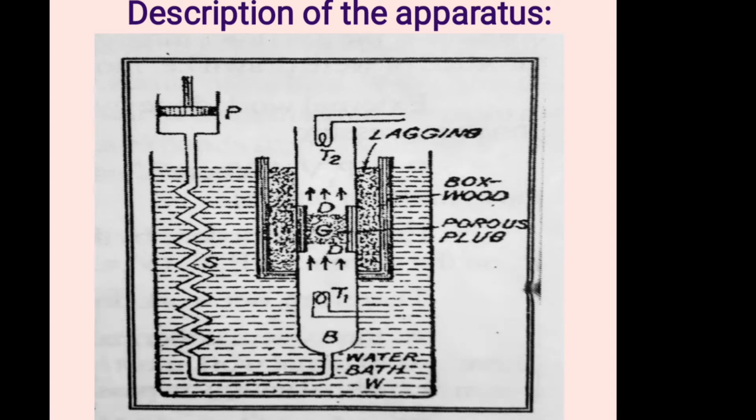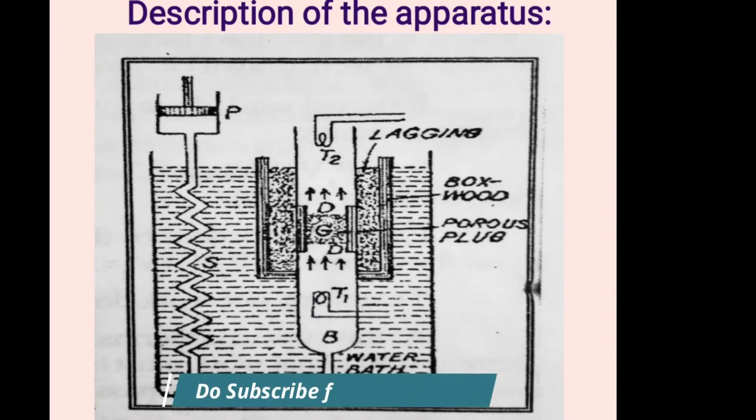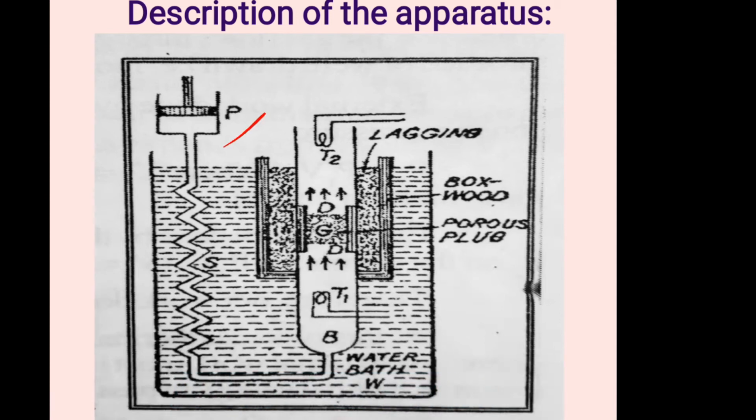Description of the apparatus. This is the apparatus used in the porous plug experiment. The gas under test is compressed using a piston P to a high pressure, and then the compressed gas is passed through a long spiral tube S which is immersed in a water bath. The temperature of the water bath is kept constant.